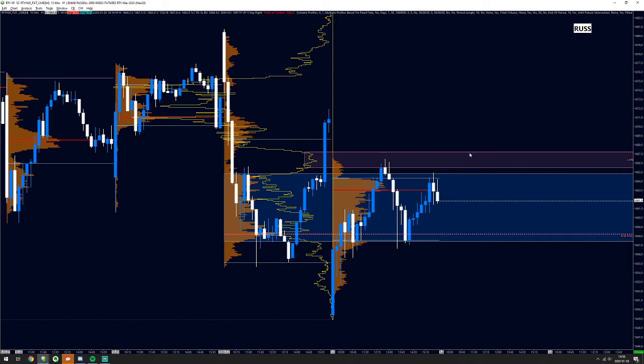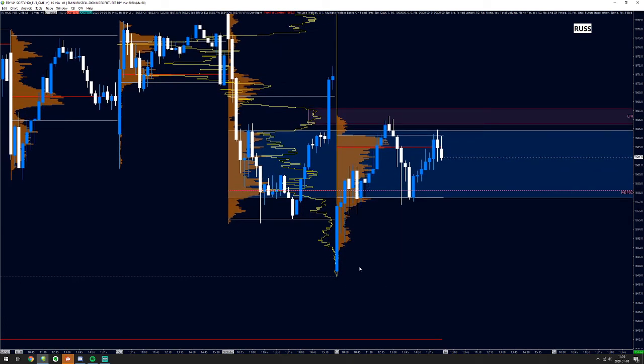So if we take this into consideration, and then we look at that micro composite, when we get this bigger low volume node, we can start to see what this market's shaping up to be. So what actually happened today was a gap lower. So we have a gap lower at the open off of that geopolitical news.